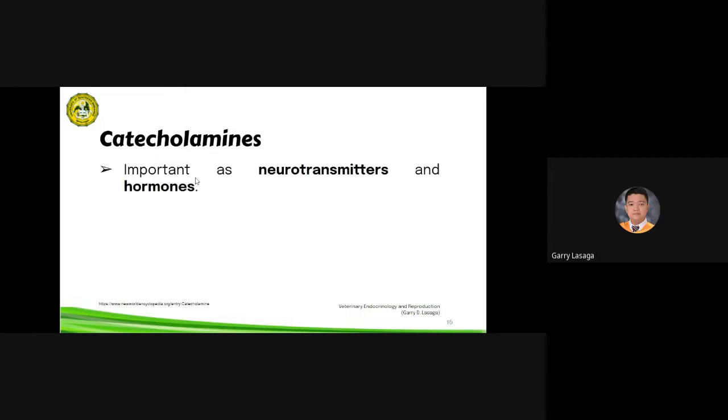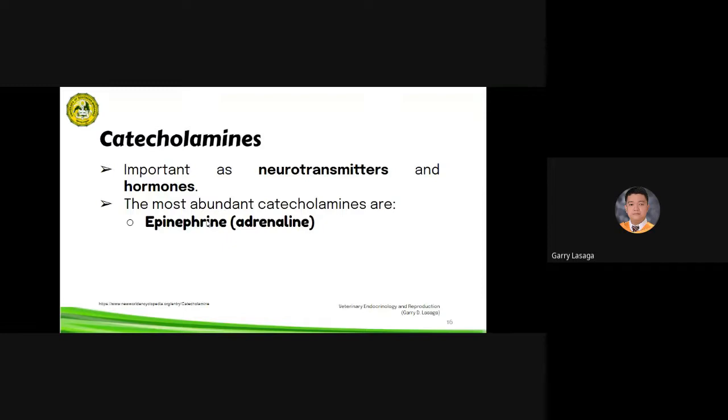So catecholamines are important as neurotransmitters and hormones. When we say neurotransmitters, from the word neuro, it acts on the brain, and for the hormones, it acts on the endocrine system. The most abundant catecholamines are epinephrine, norepinephrine, and dopamine.